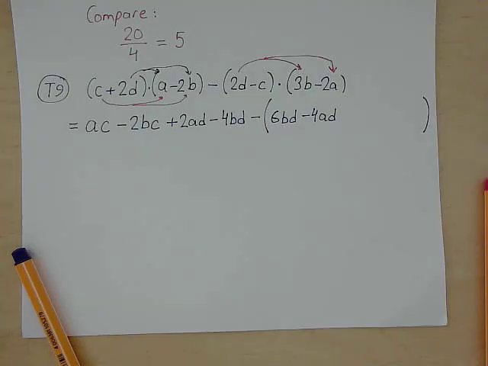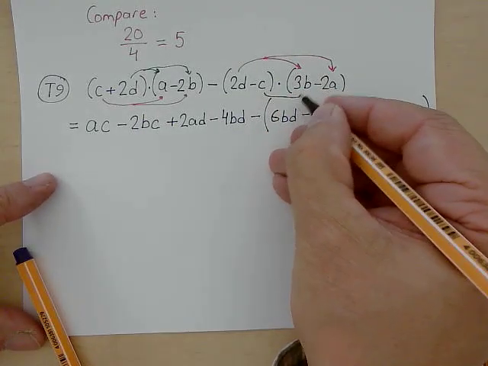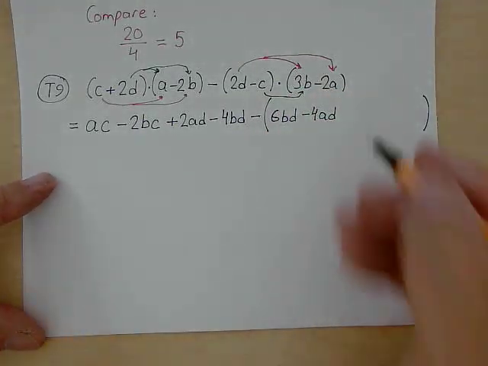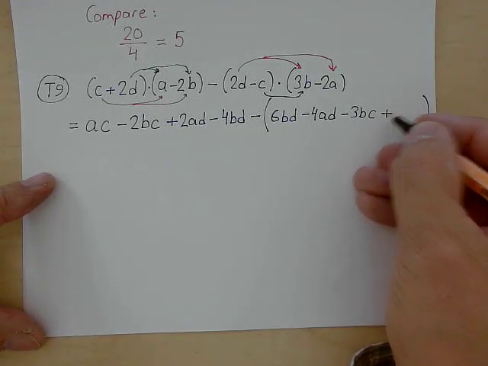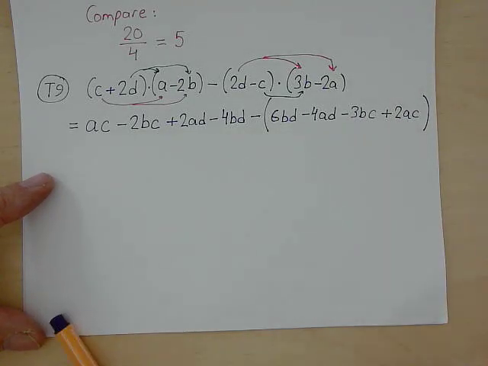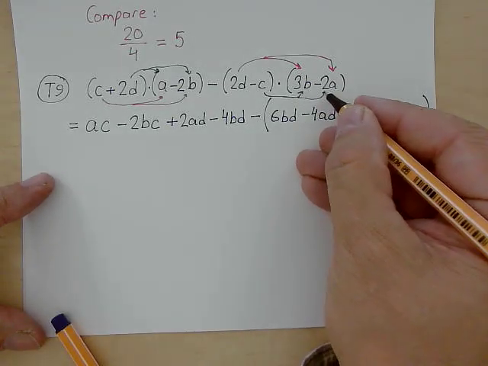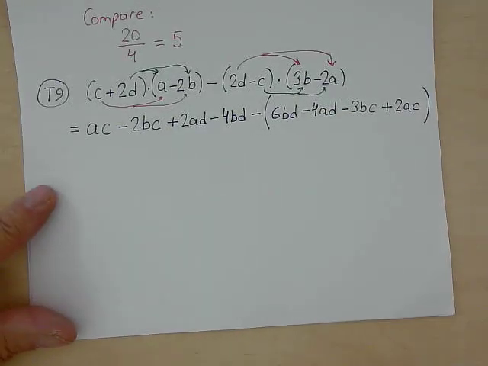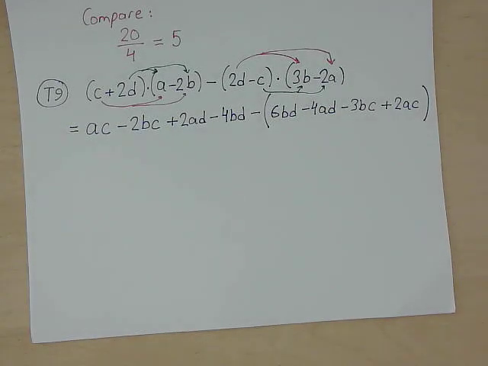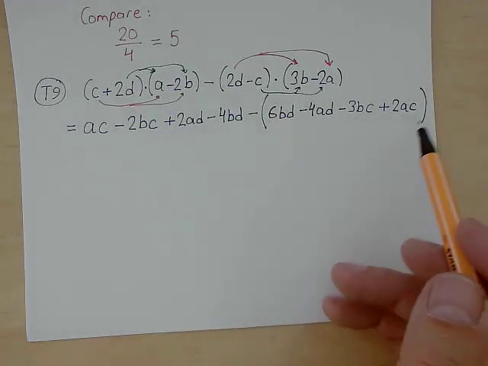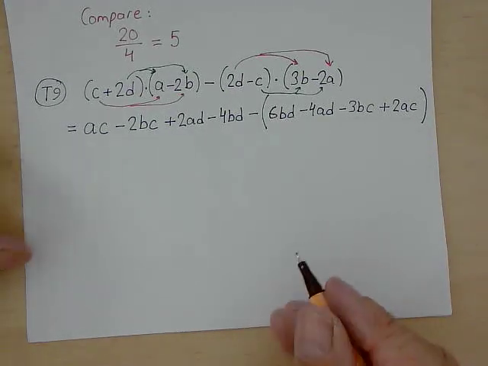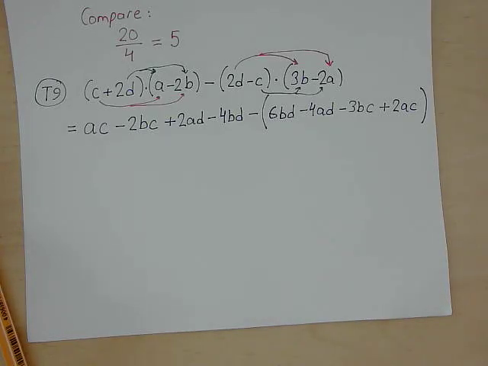Minus 3BC. Here we have a minus sign in front of this bracket, so everyone changes the signs.